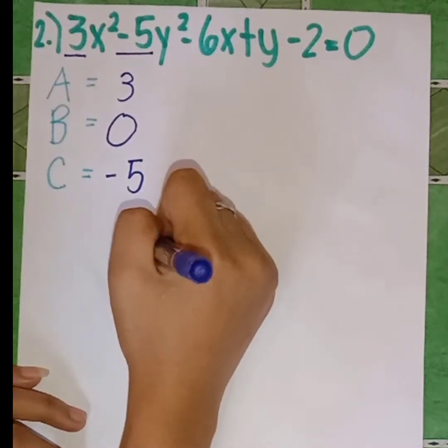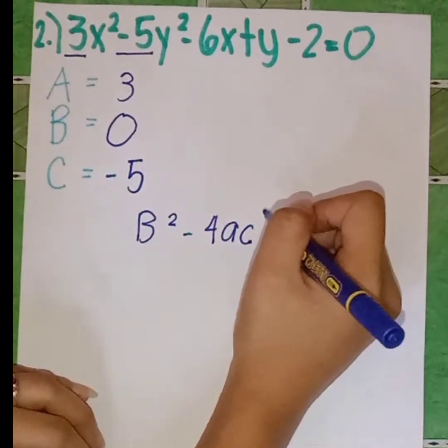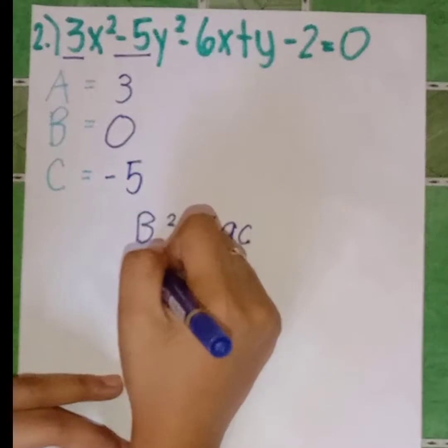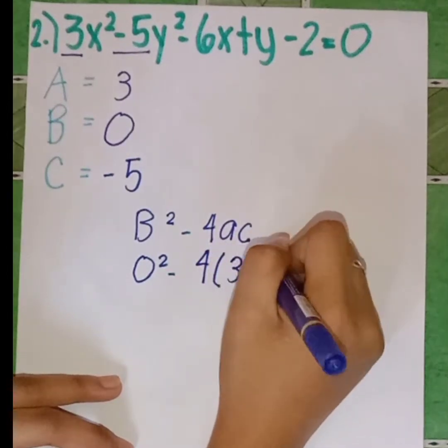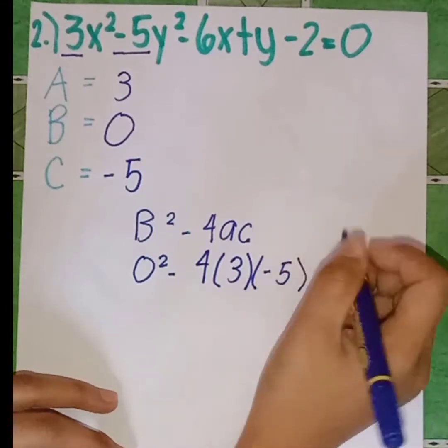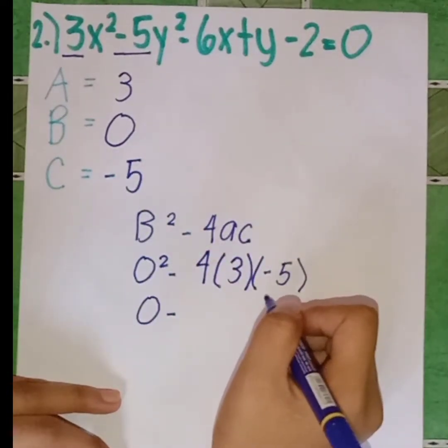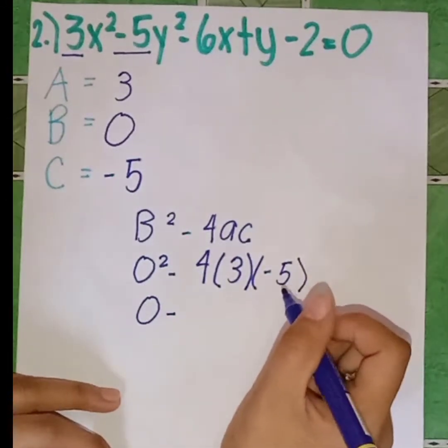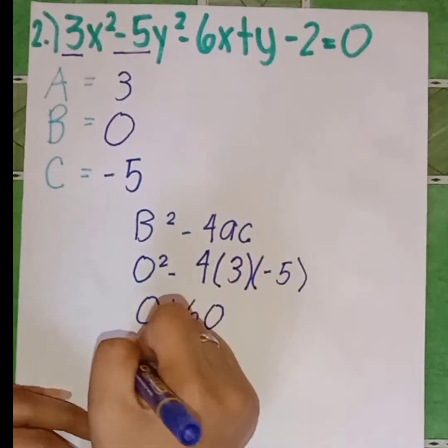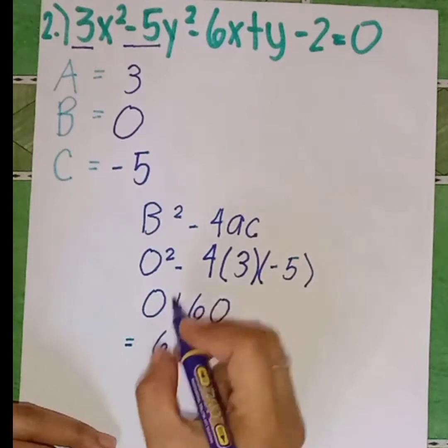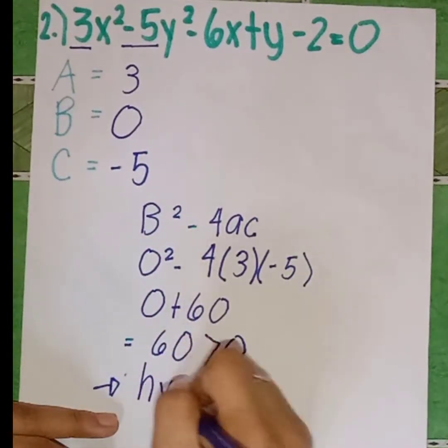So, the discriminant is b squared minus 4ac. All we do is distribute each value to the discriminant. So, the value of b is 0. Copy the constant 4. The value of a is 3. And the value of c is negative 5. So, 0 squared is equal to 0. Then, negative 4 times 3 is negative 12. Negative 12 times negative 5 is equal to positive 60. So, 0 plus 60 is equal to 60. So, our discriminant is greater than 0. So, it is a hyperbola.